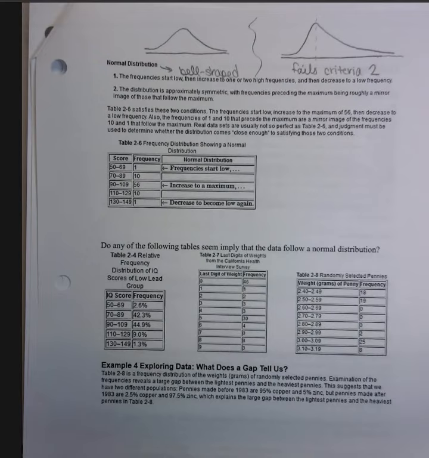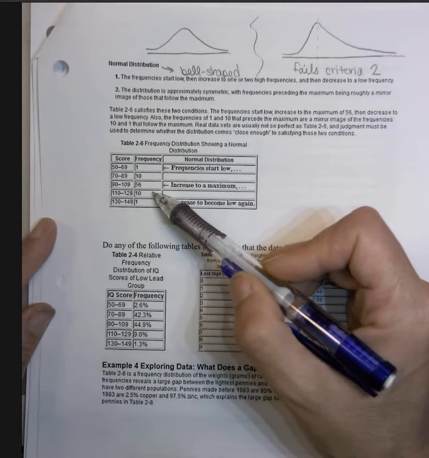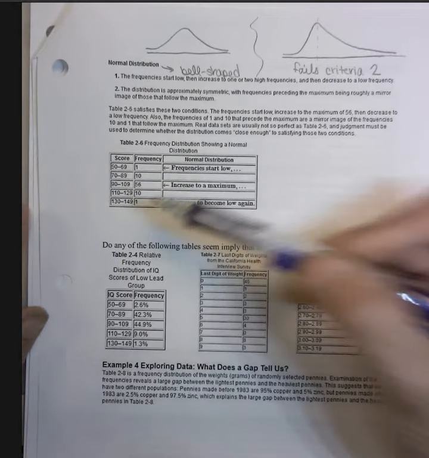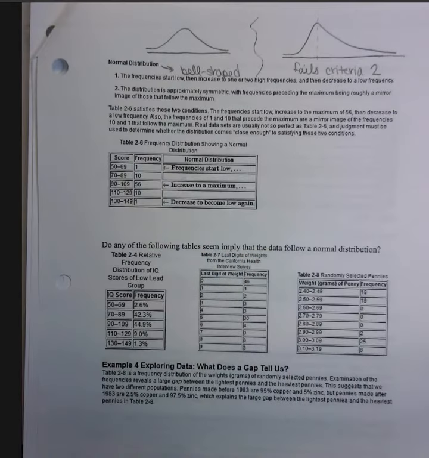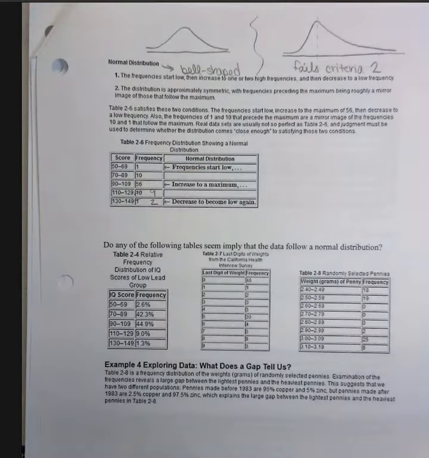Table 2.6, below, satisfies these two conditions. The frequencies start low, so it starts at 1, increase to a maximum of 56, then decrease to a low frequency again. Also, the frequencies of 1 and 10 that precede the maximum are a mirror image of the 10 and 1 that follow. And it doesn't have to be an exact mirror image. Like if you had 1 and 10 and then 9 and 2, that's still pretty close, right? And usually they're going to be asking if it's roughly symmetric. So it doesn't have to be exactly perfect, but close.